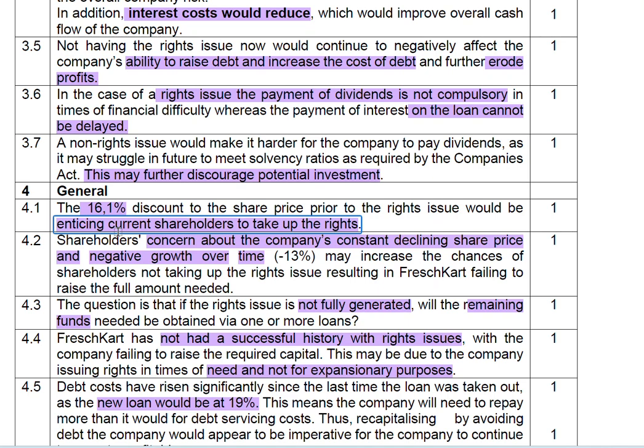However, shareholders' concern about the company's constant declining share price and negative growth over time may increase the chances of shareholders not taking up the rights issue. Even though there's a discount, these shareholders might sit back with their spouse and look at the company's performance. And maybe the wife or husband of that investor, who's a big investor, might say, no, darling, don't go ahead. This company is not doing well. Look, it shows negative growth.